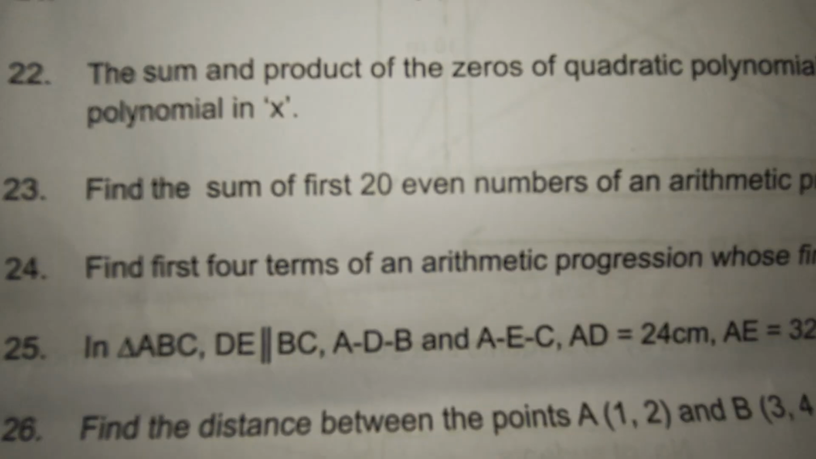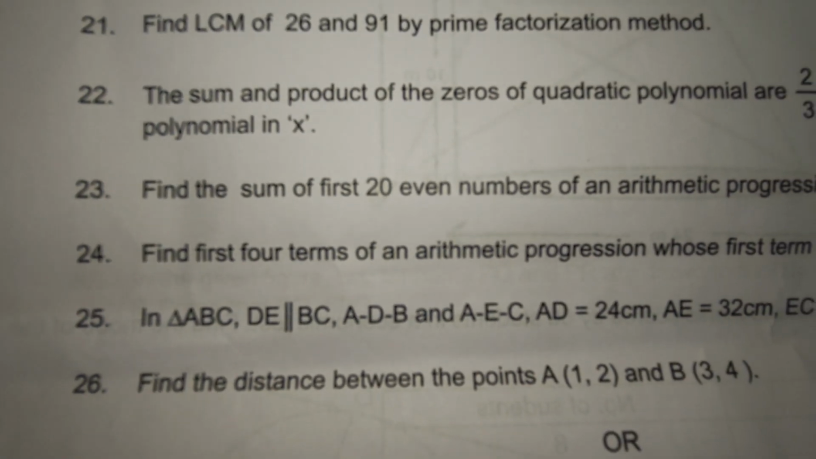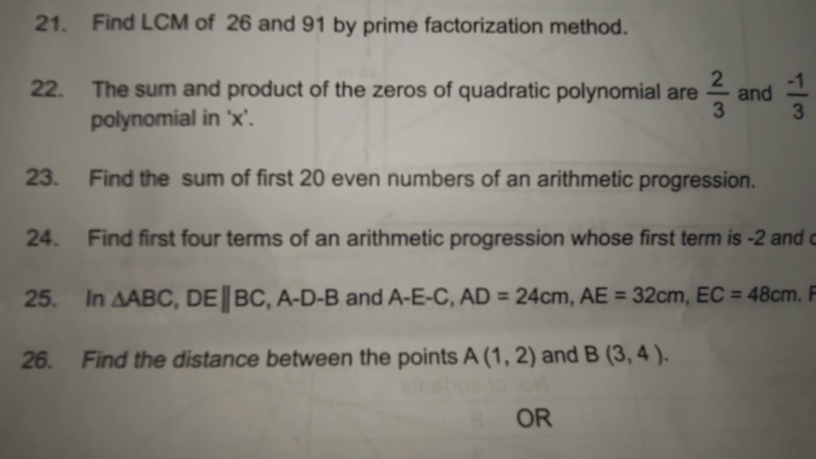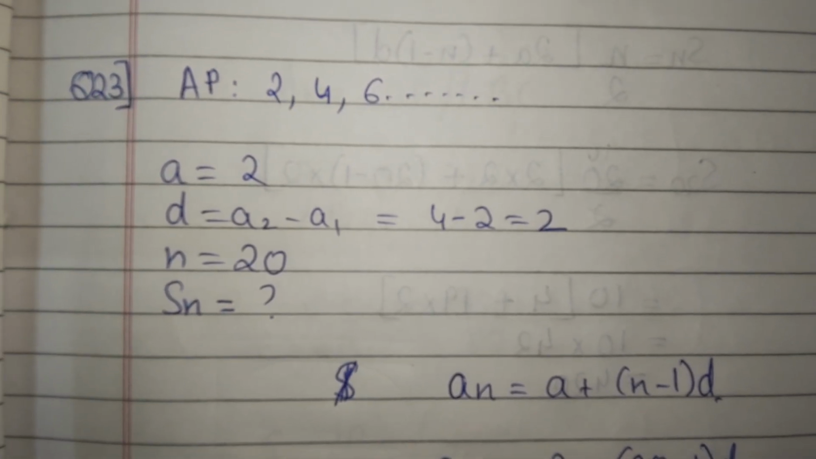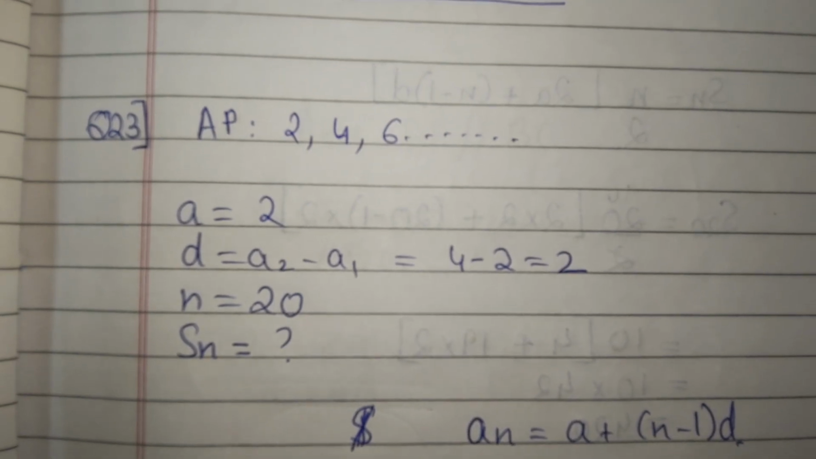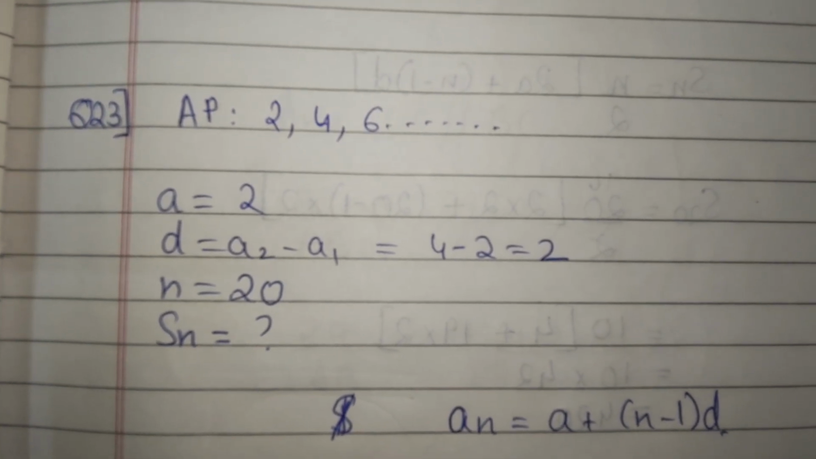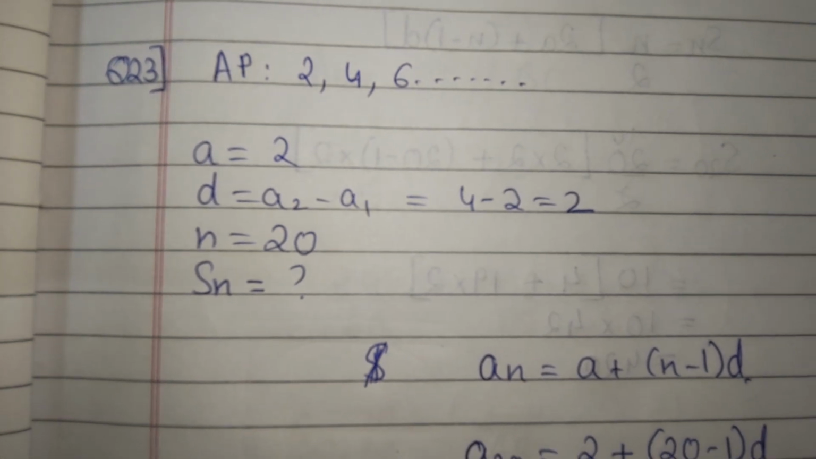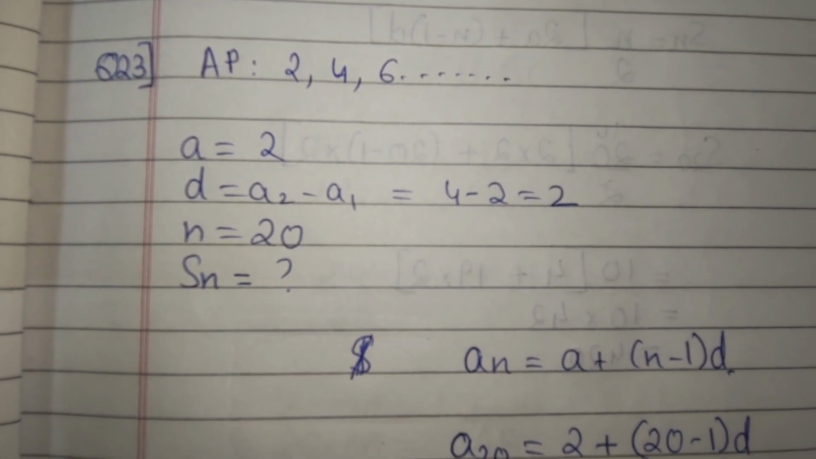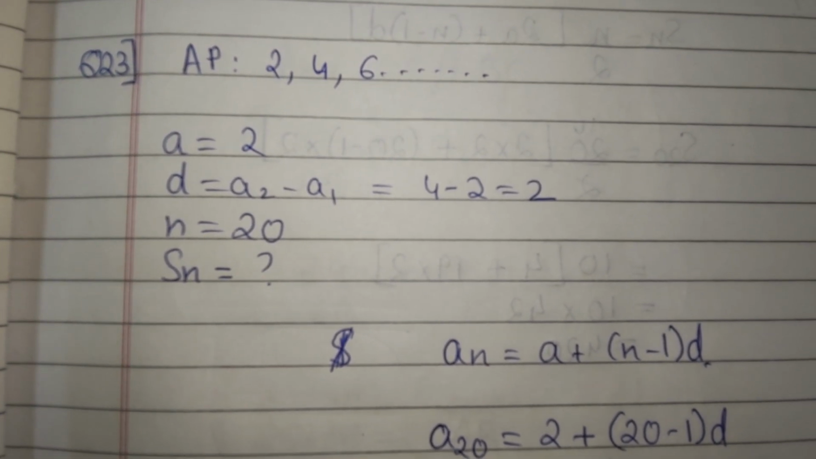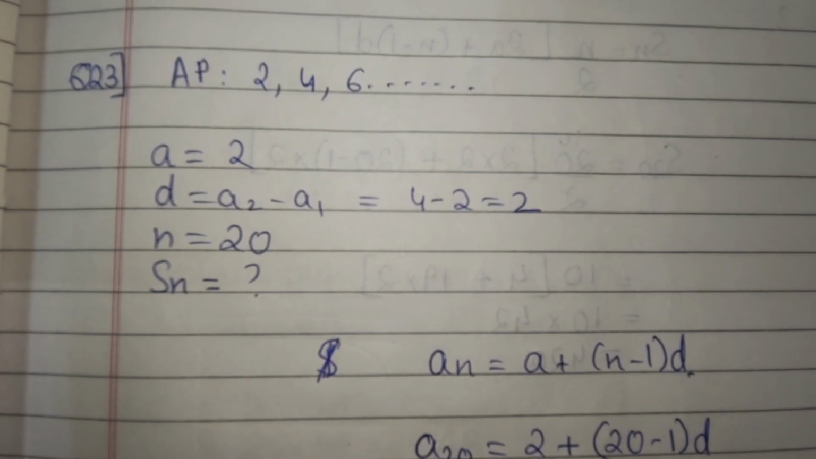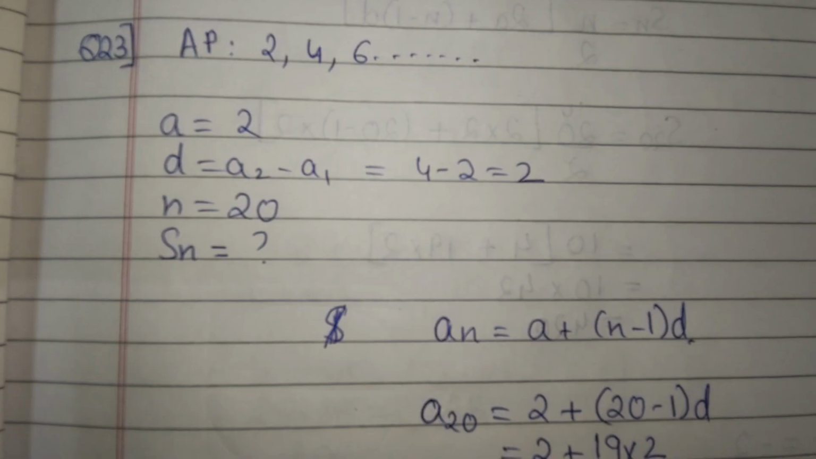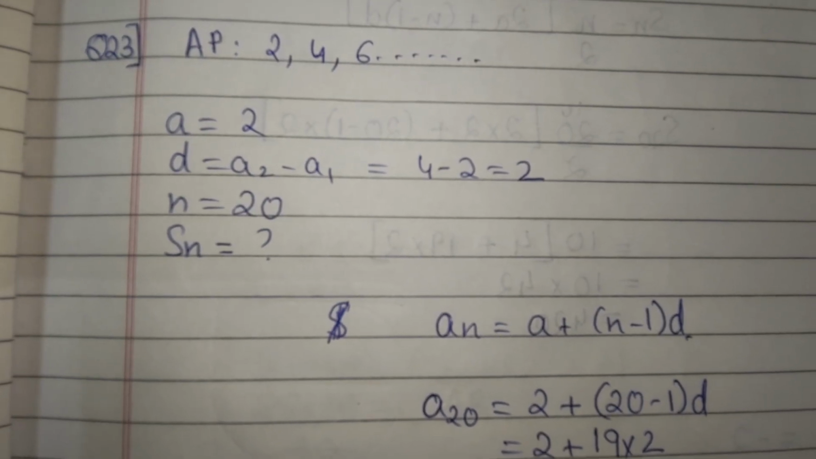Question number 23. Find the sum of first 20 even numbers of an arithmetic progression. Even numbers means we'll find them in the table of 2. So the first numbers will be 2, 4, 6 and so on. My first term a is equal to 2, so d is equal to a2 minus a1. So a2 is 4 minus 2 is equal to 2, and n is equal to 20. So we need to find the sum of the first 20 terms.